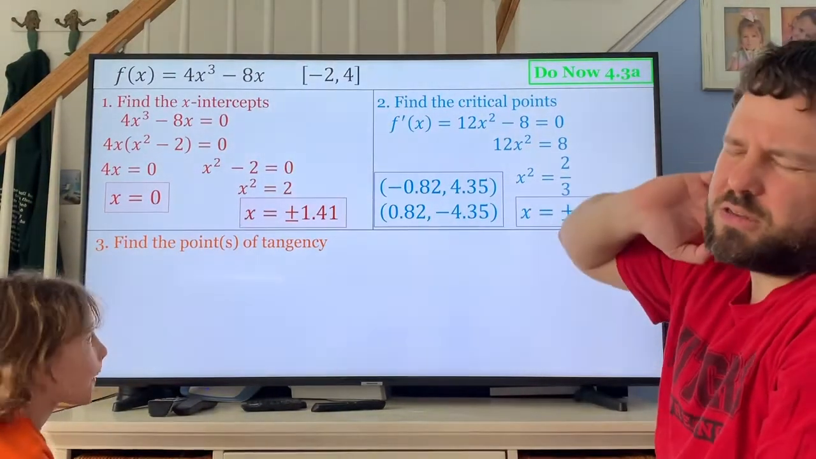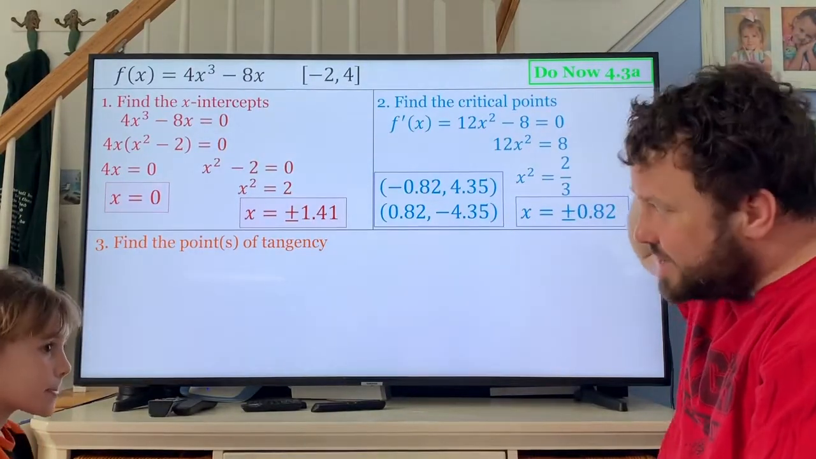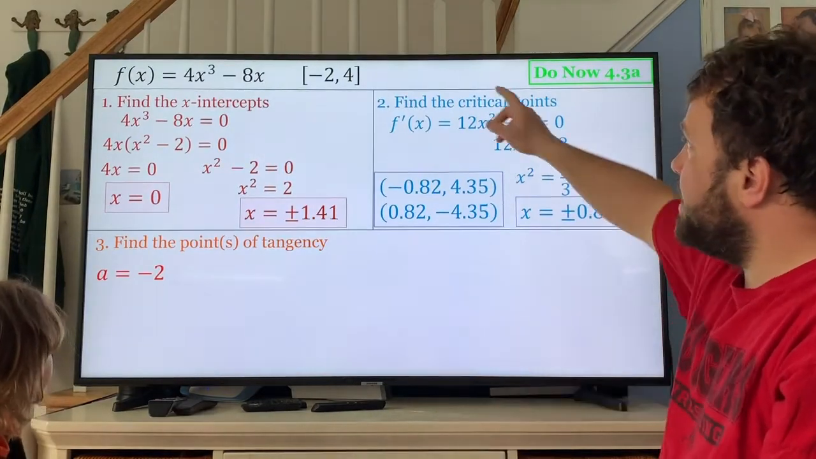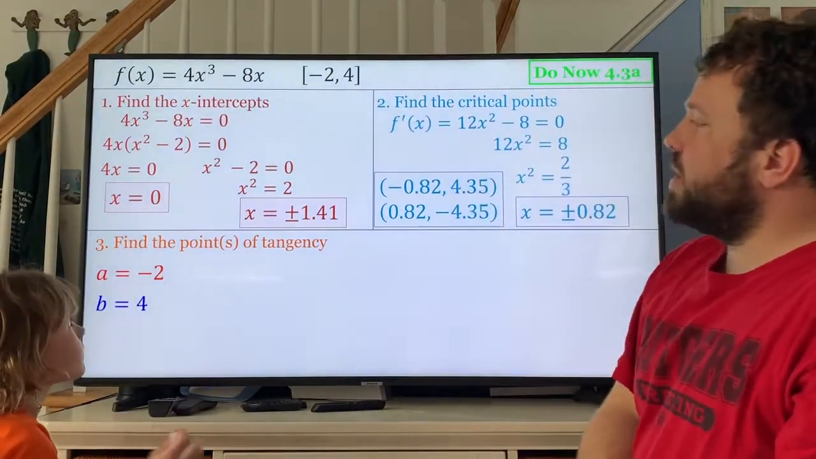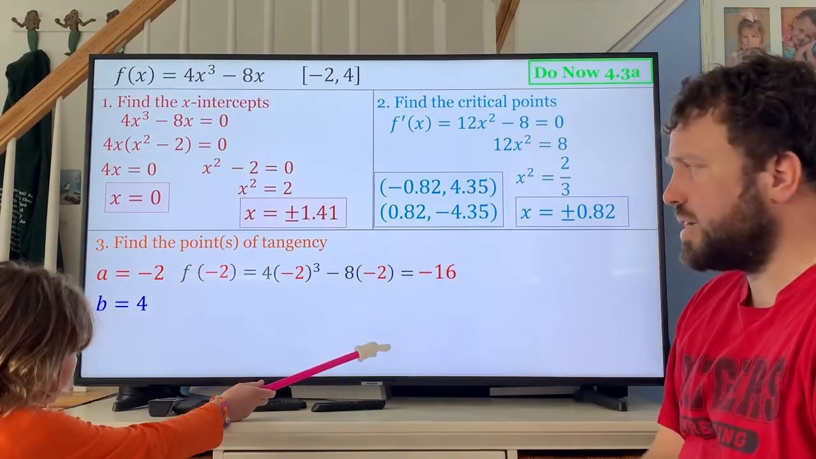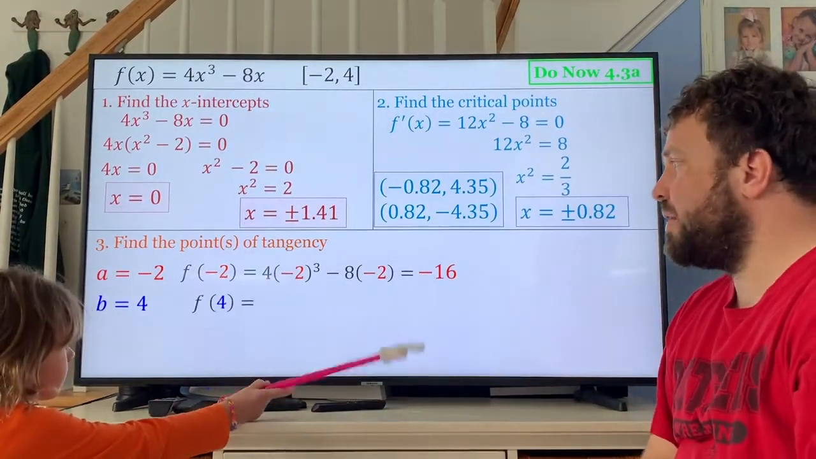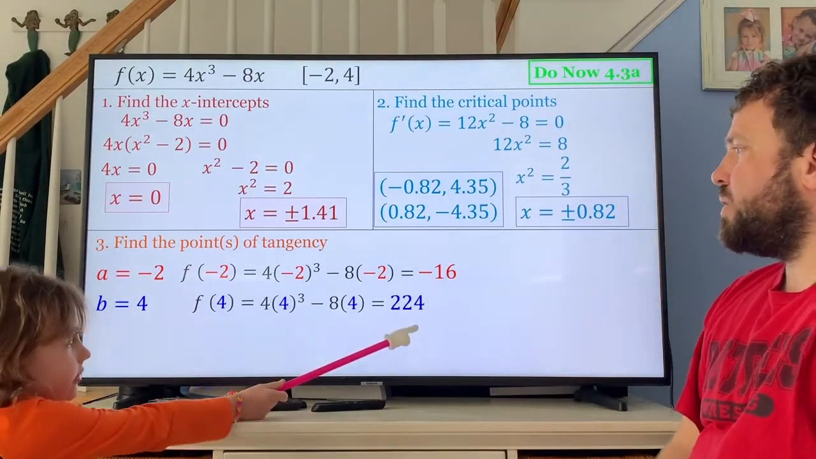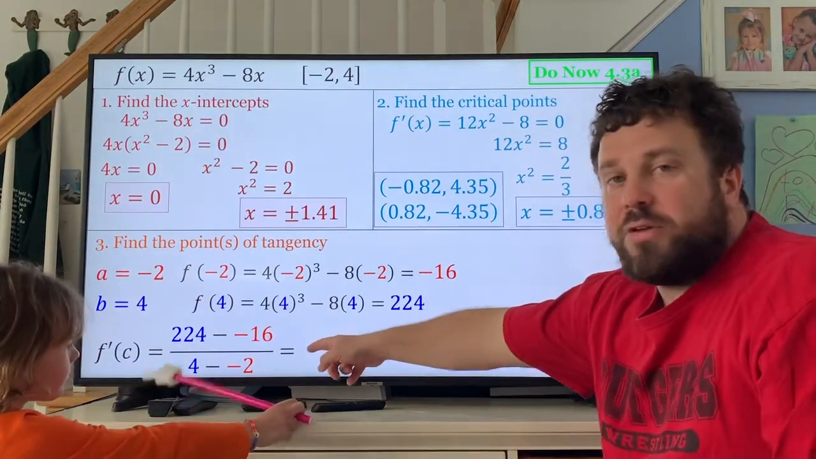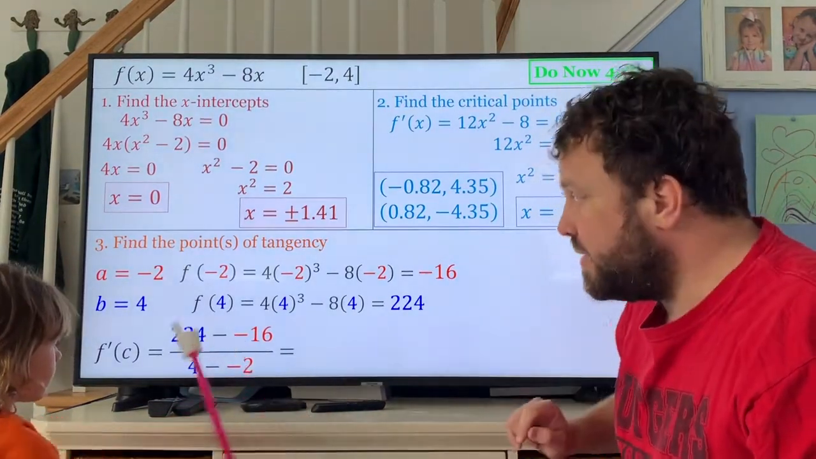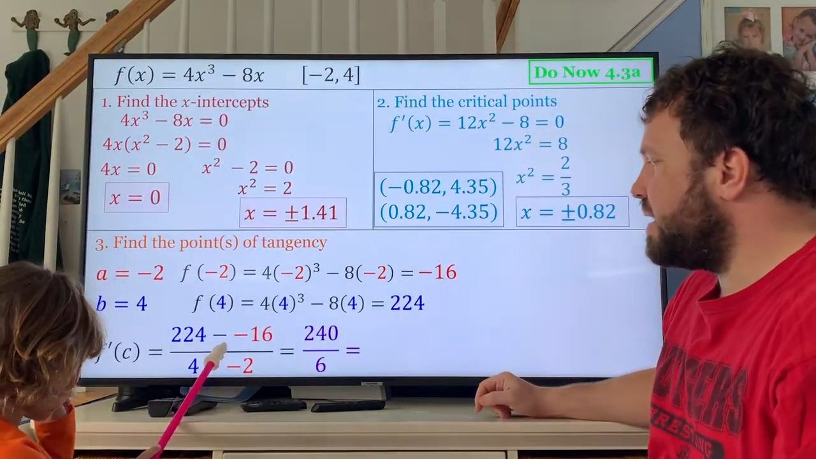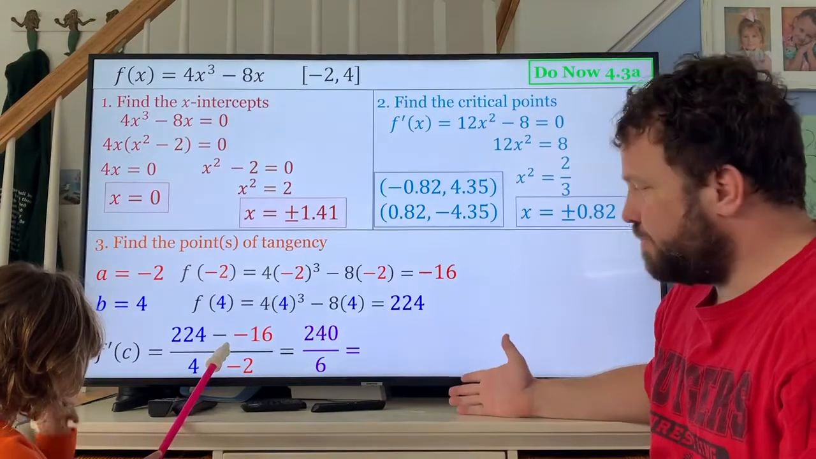Points of tangency. This is what you had to do in problems 7 and 8 on the test. Now, what you have to do first is take your a, which is your left endpoint, and your b, which is your right endpoint, and plug them into the equation. f of negative 2 equals negative 16. f of b, f of 4, equals 224. Find the numerical value of the derivative. f of b minus f of a over b minus a is 240 divided by 6, or 40.